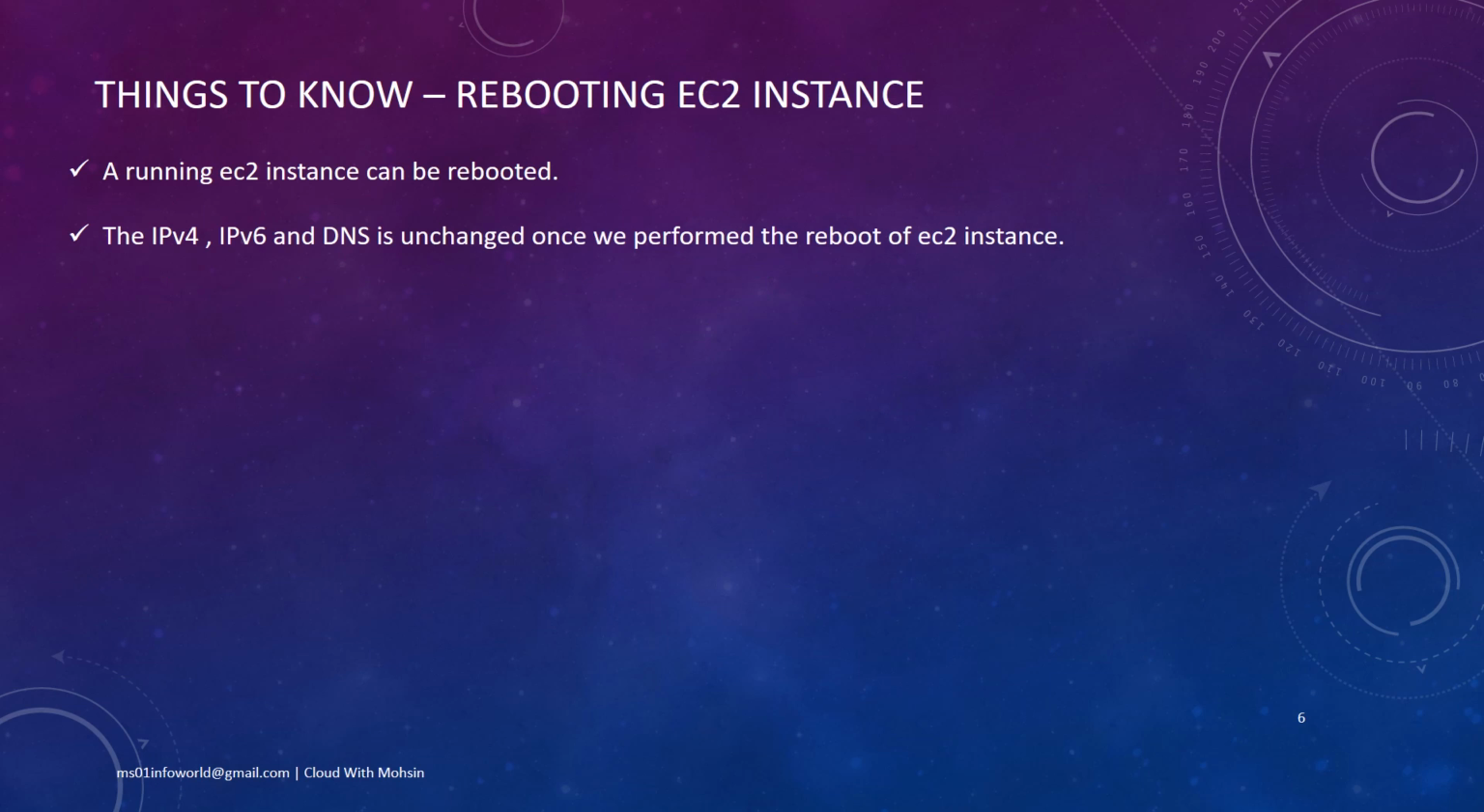Now, as the topic goes on to rebooting, we can reboot an EC2 instance. We can reboot a running EC2 instance, and once we reboot it, the IPv4, IPv6 and DNS remain unchanged while performing the reboot of the EC2 instance.